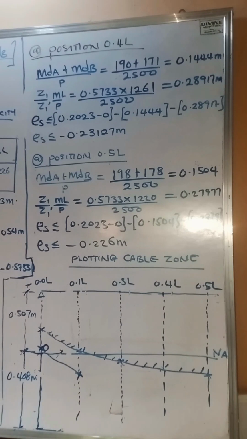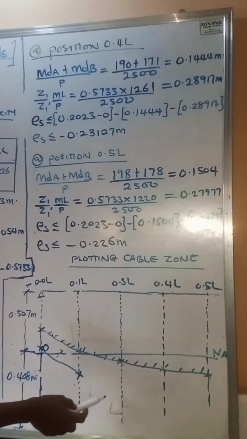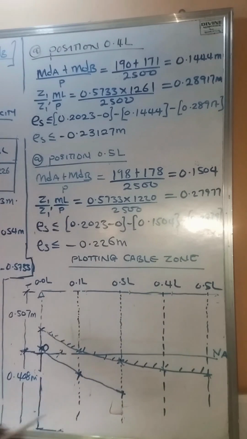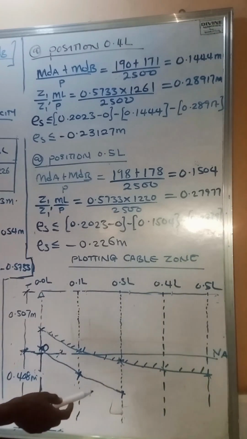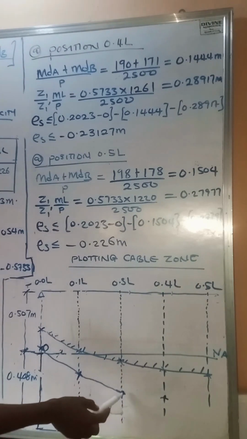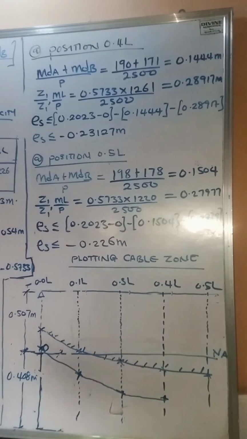The next point we have is at point 0.3 L. At point 0.3 L, we have negative 0.239. So let's mark it somewhere here so we can connect the curve. The next point we are going to have is at 0.4 L, which has a value of negative 0.239. So approximately almost the same value like we have here. So it's almost going like a straight curve.